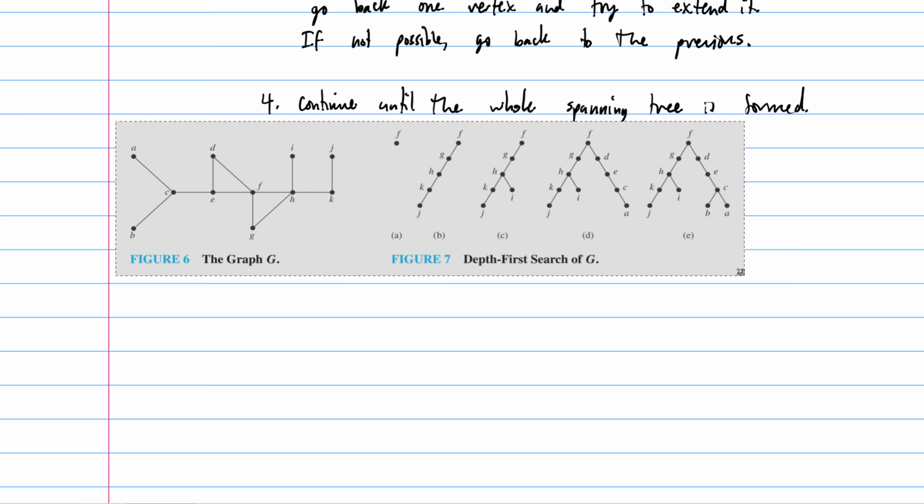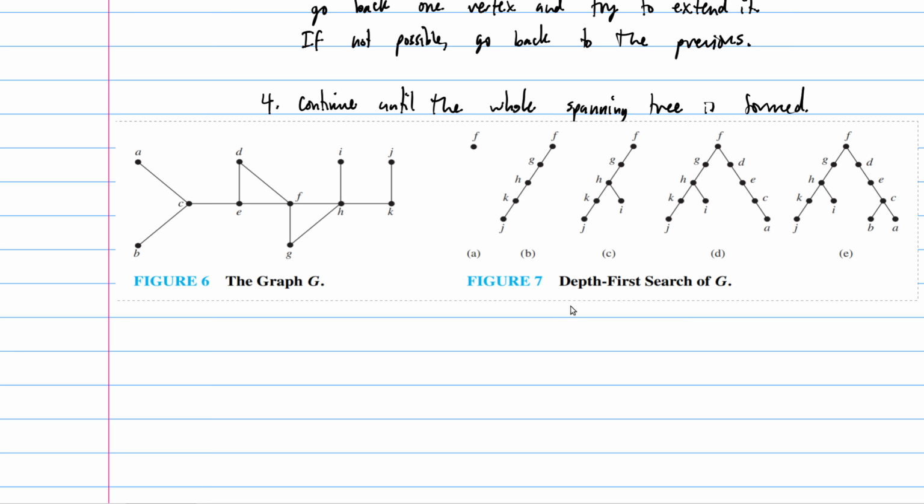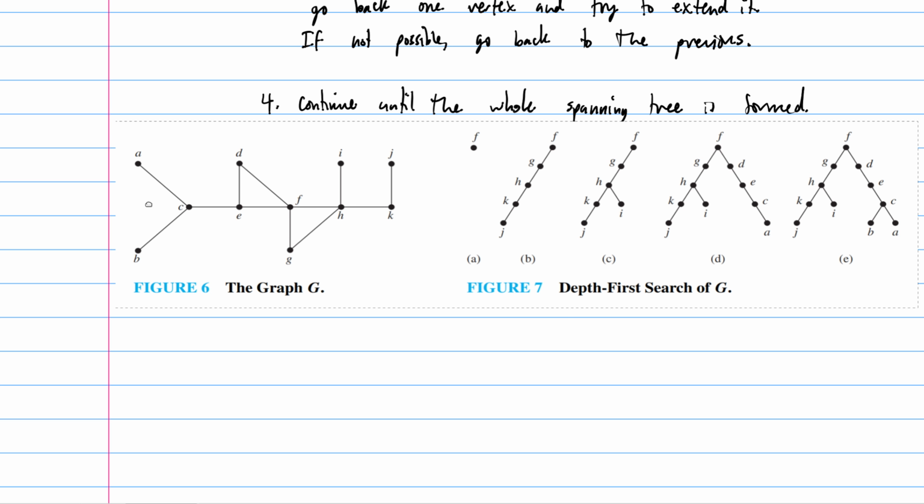And of course it is, because the first step is to choose any vertex that you want, right? So here's the answer, one answer that the book gives for this example. So here's a graph G. The first thing that they do is choose the root. So they've chosen the root to be f.